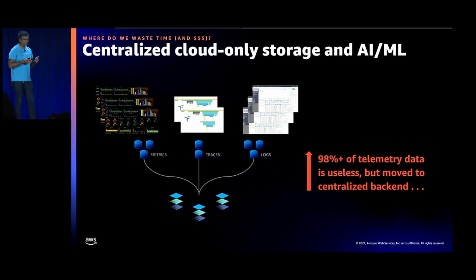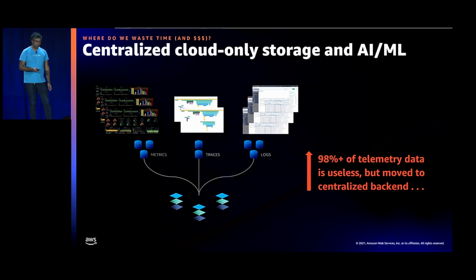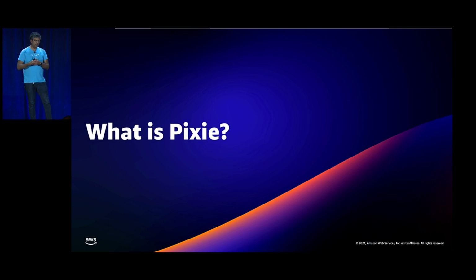One of the other challenges we see is that a lot of the telemetry data that's being captured and used is really not that useful, but you'll end up paying for it, right? I'd even say up to 98% of telemetry data is pretty useless. It's just telling you things are operating as expected. Here's the total summary of how many errors you see, et cetera. But we still end up moving all this request information to a centralized backend. And this is where Pixie comes in.